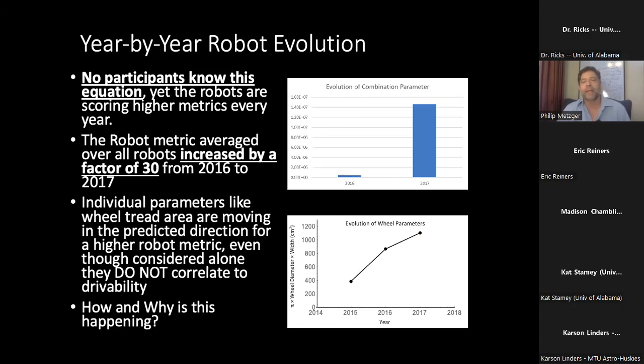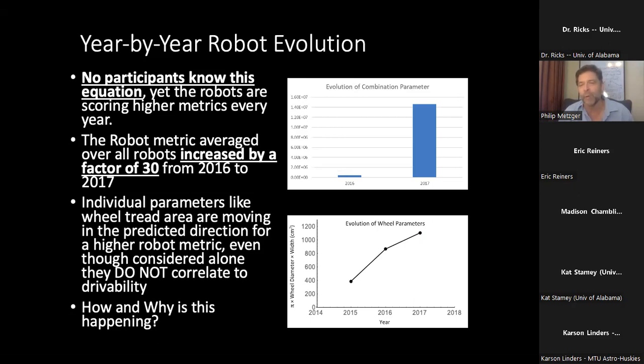Okay, and here's why the heritage of a team going year by year is really important. You see, we never shared this equation with any team. I'm going to show you the equation in a minute. And yet, look at the average score averaged over all the robots from 2016, and then look at the average score averaged over all the robots for 2017. It increased by a factor of 30 from one year to the next. And this is what we saw happening.